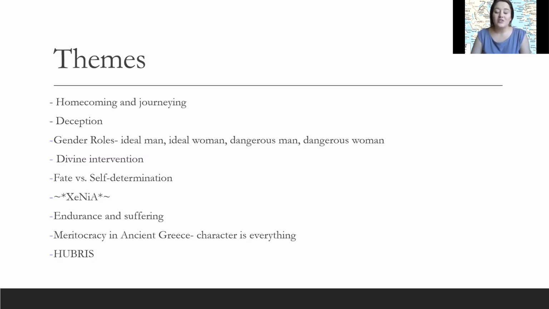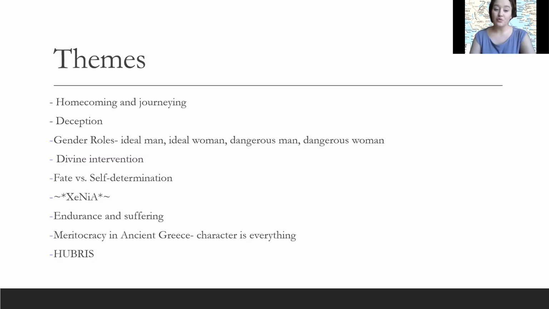Deception. Odysseus is nothing if not cunning and deceitful. And we see that appear throughout the poem. And we also see it come up in the actions of other characters, particularly Penelope. And we're going to break that down a little bit.